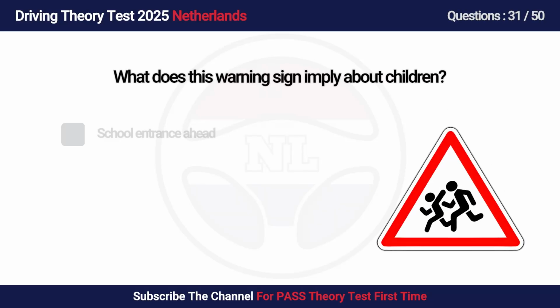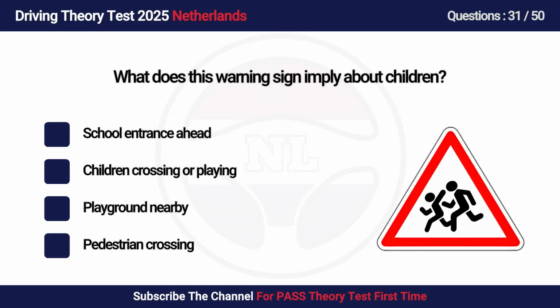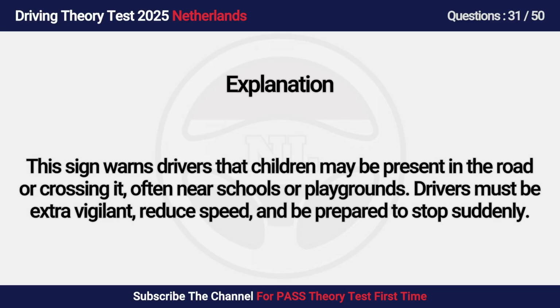Question 31. What does this warning sign imply about children? A. School entrance ahead. B. Children crossing or playing. C. Playground nearby. D. Pedestrian crossing. Answer is B. Children crossing or playing. This sign warns drivers that children may be present in the road or crossing it, often near schools or playgrounds. Drivers must be extra vigilant, reduce speed, and be prepared to stop suddenly.